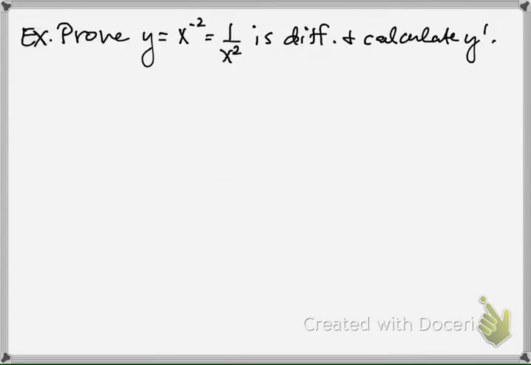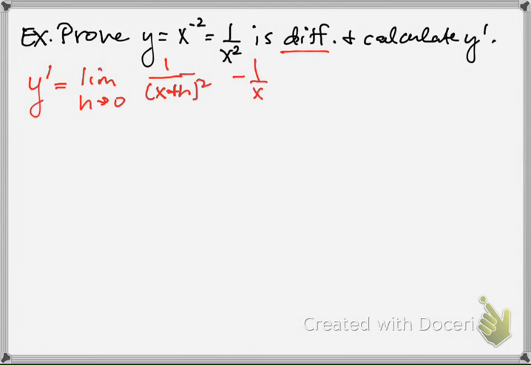So our first example, we want to prove that y is equal to x to the negative 2, which we can rewrite as 1 over x squared, is differentiable and calculate y prime. To show that it is differentiable, we have to show that the derivative f prime of x exists. Since we have it as y, we're going to write the derivative as y prime, which is equal to the limit as h approaches 0 of the difference quotient: 1 over x plus h squared minus 1 over x squared, all over h. Got to do a little bit of algebra here.